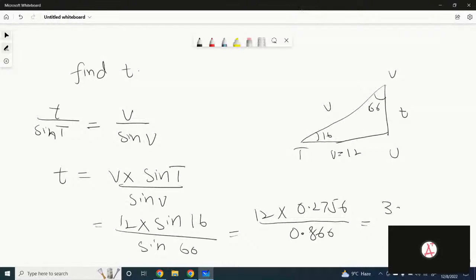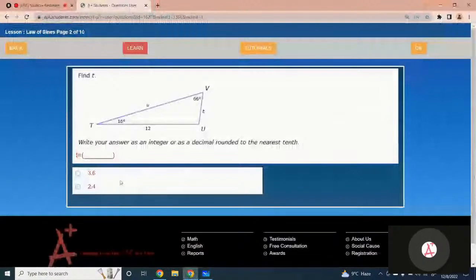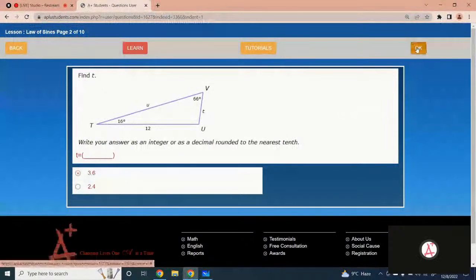Just multiply them and calculate 12 times 0.2756, which is 3.3072, divided by 0.866. Got it? So 3.3072 divided by 0.866 is 3.81. That means the value of side T is 3.81. Let me see if we have it. Yeah, it is 3.6. Got it? So the correct option is 3.6.